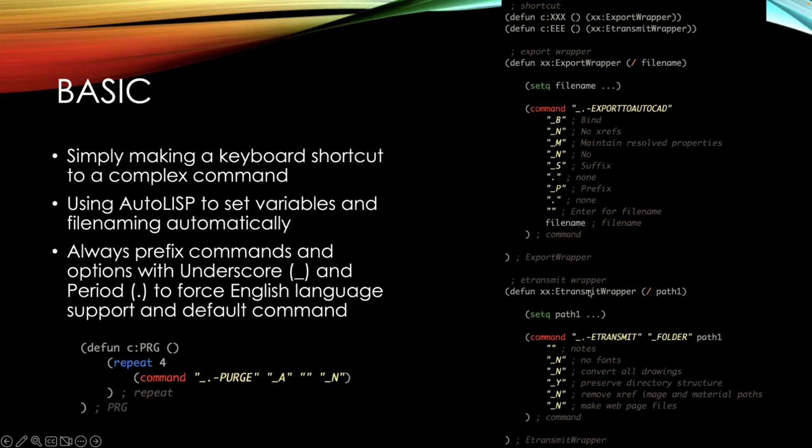This is also showing how you should best organize your code. So you see, I have my shortcuts defined at the top. I want XXX to fire my export wrapper, and I want EEE to fire my eTransmit wrapper. And I have these at the top of my code. That way, if I want to change that shortcut, maybe someone goes, oh, I like EEE for something else, all those shortcuts are defined at the top and very easy to edit. And then you can just leave your function names however you wish.